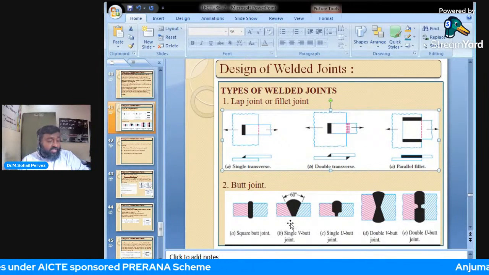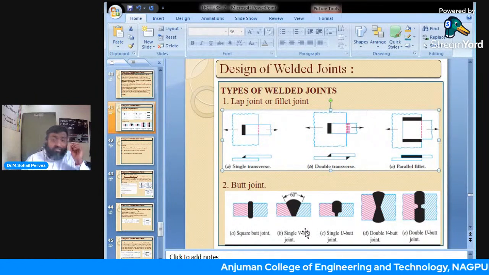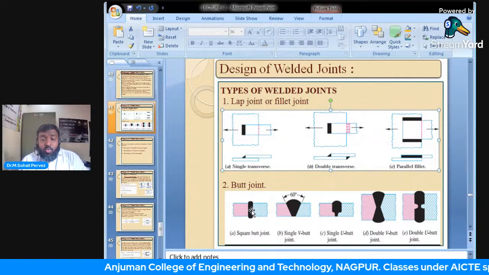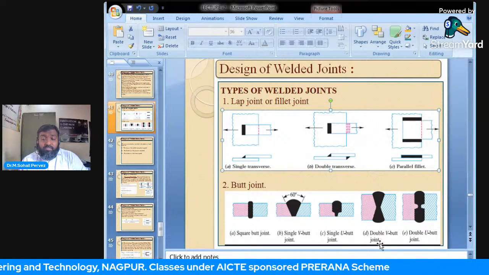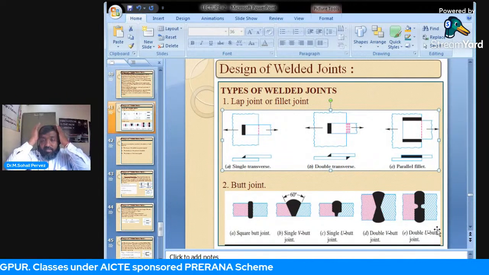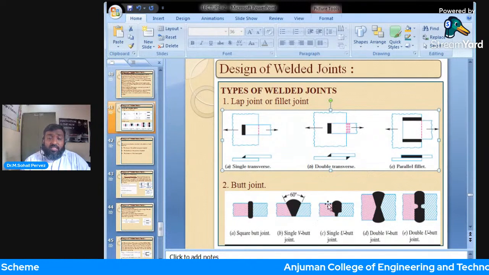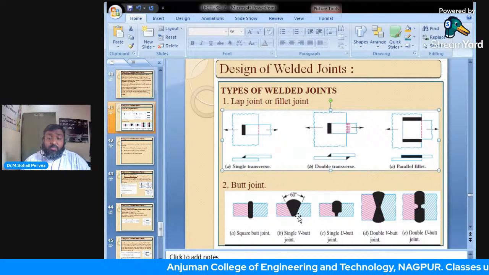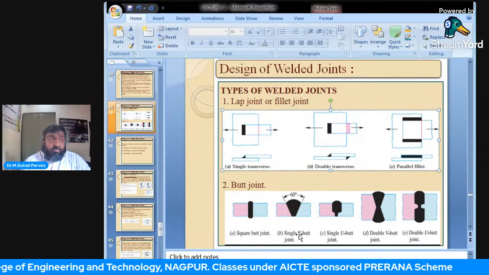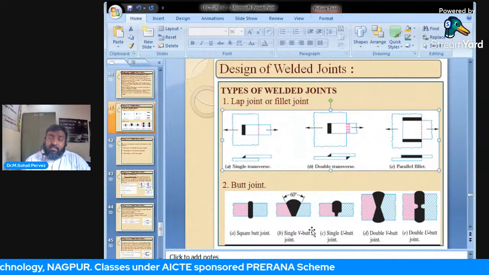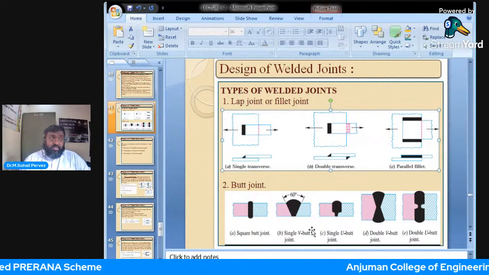And hence, we can classify butt joints according to the different shapes given, that is square butt joint, single V, single U butt joint, double V and double U butt joint. These are basically the shapes given intentionally so that the filler metal can occupy the space between the two plates. The edges of the plates are trimmed, and the metal can sit. So these are known as butt joints.